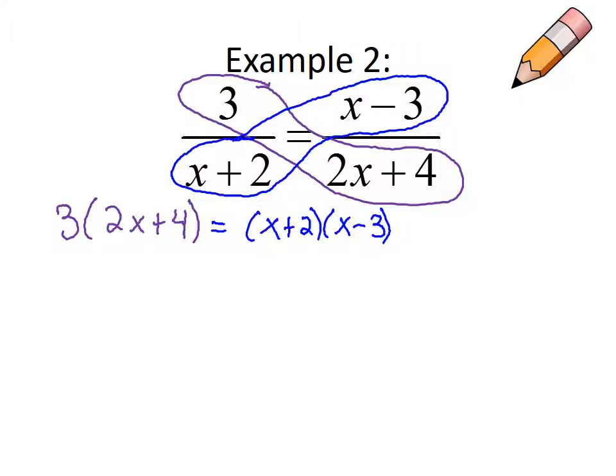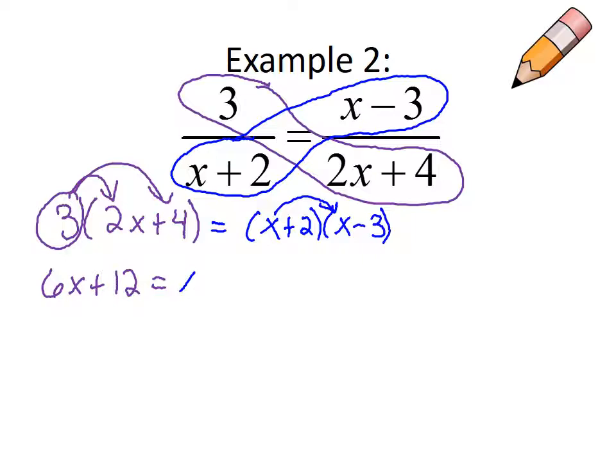Now we're going to come over here. We're going to distribute this out. So I'm going to get 6x plus 12 equals, same thing over here, you guys, we have to distribute. So I have x times x, which is x squared, x times negative 3, which is negative 3x, 2 times x, which is a positive 2x, and 2 times negative 3, which would give us negative 6.